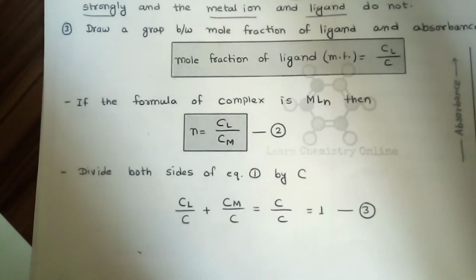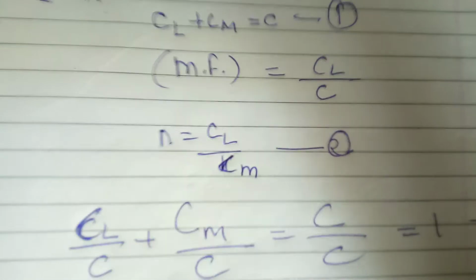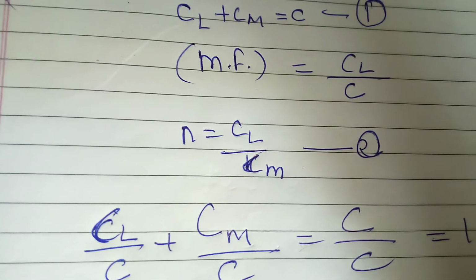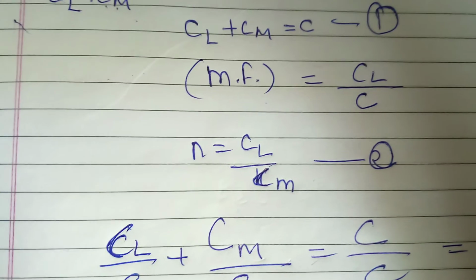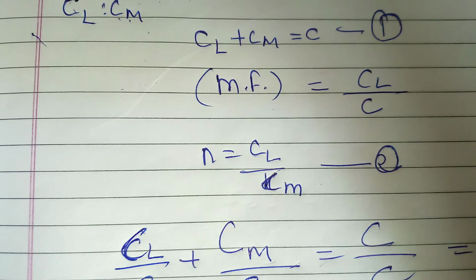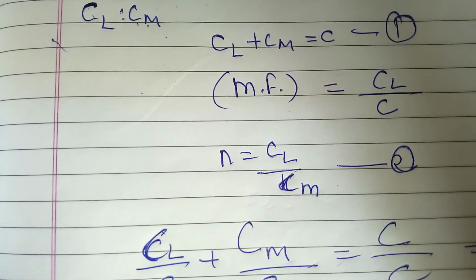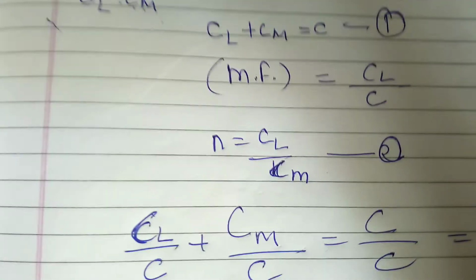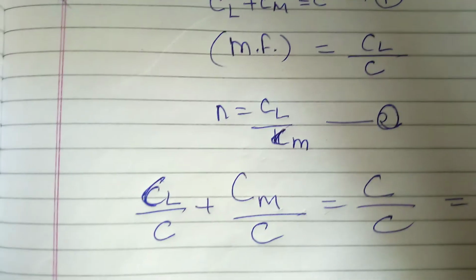If the formula of the complex is MLn, then n equals Cl upon Cm. This is the second equation. Third, divide both sides of equation 1 by C.